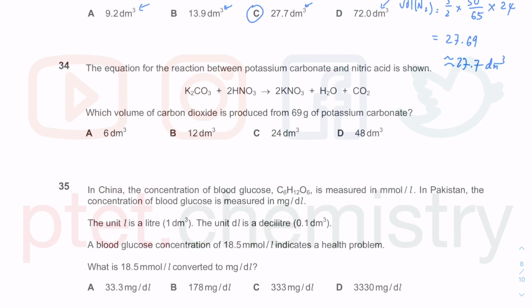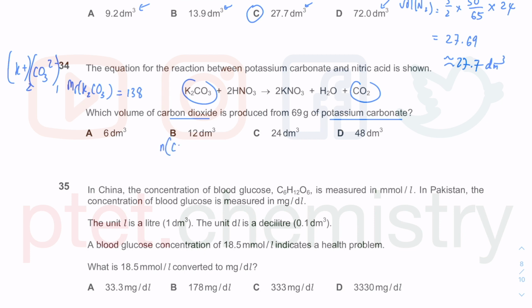Question 34: we're given this balanced equation between nitric acid and potassium carbonate, giving salt, carbon dioxide, and water. We want the volume of carbon dioxide from 69 gram of potassium carbonate. So I need the mR of potassium carbonate, K plus and CO3 2 minus. You need 2 of the potassium and 1 carbonate. So 39 times 2 plus 12 times 1 plus 16 times 3, I get 138 for the mR of K2CO3.